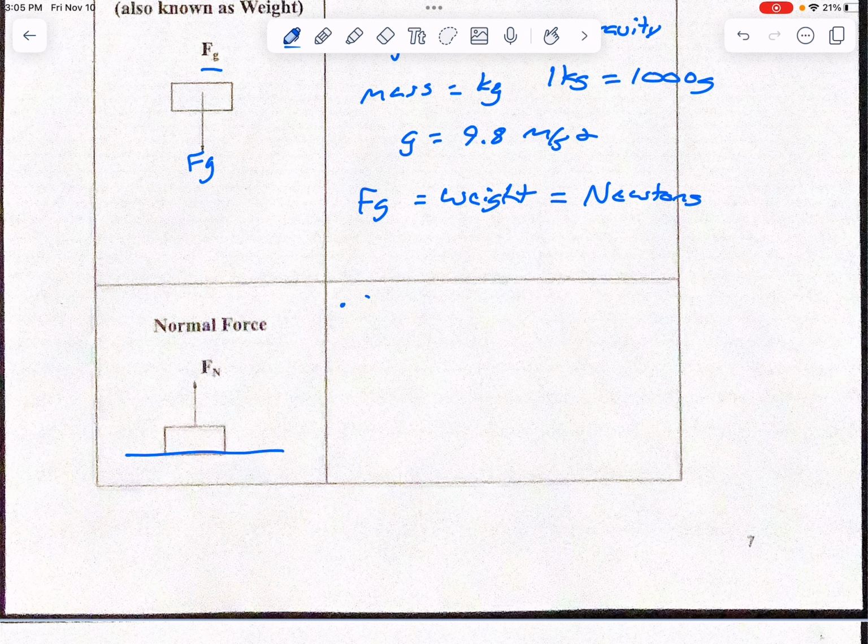So it's known as a support force exerted on an object in contact with another stable object.